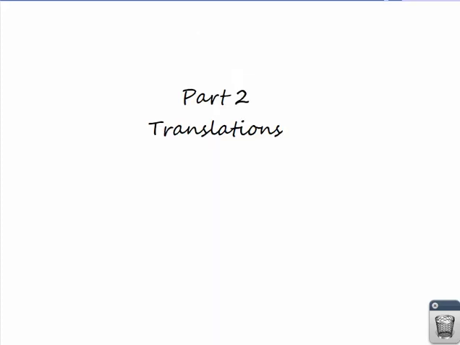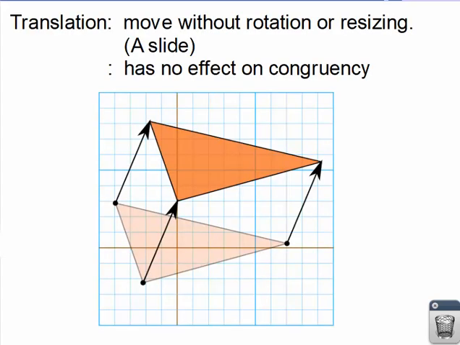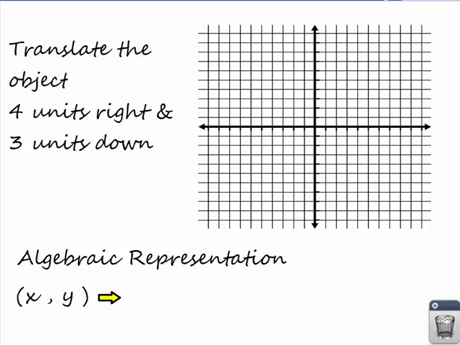So for part two, we're going to talk just about translations. So let's review that definition real fast. A translation is a move without rotation or resizing. It is a slide. So I take this figure and I just slide it into a new position. It has no effect on congruency and it has no effect on orientation. Now, in the 8th grade, we have to look at each one of these transformations in relation to a coordinate grid. Okay, so let's do that.